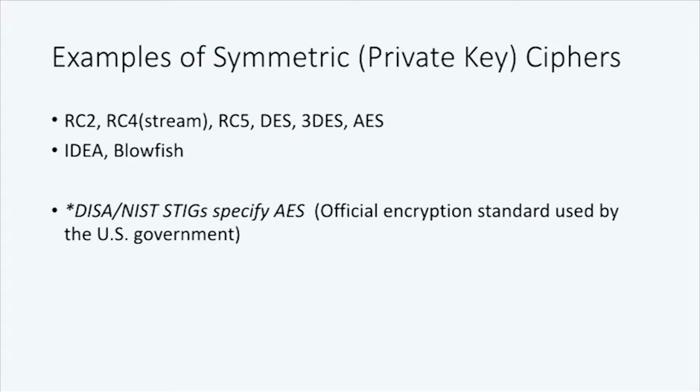RC2 and RC5 being of the block variety, RC4 being of the stream variety, evolving to what we use today, the DES, the triple DES, and the AES. Data Encryption Standard, Triple Data Encryption Standard, which just performs the same algorithm 3 times, and the Advanced Encryption Standard, which is the encryption standard that the federal government insists that federal agencies use today to protect federal information.